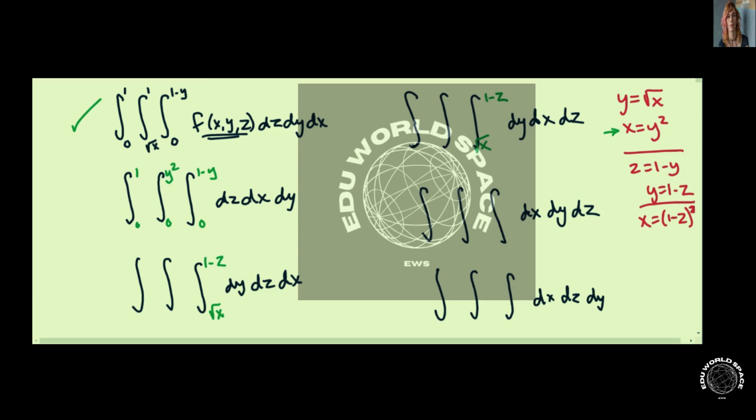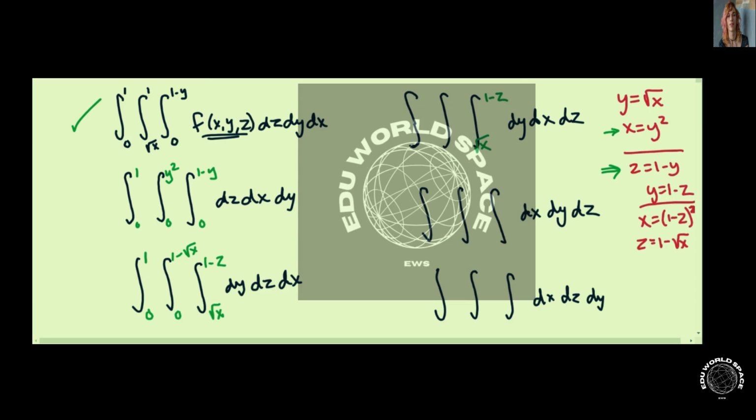Okay, what if I do z next? Well, how does z relate to x? Well, z is going to go from 0 to 1 minus the square root of x. If z is 1 minus y, y is the square root of x, z is going to be, and I should have written that down originally, z is 1 minus the square root of x, just based on the equations that they've given us. And then x goes from 0 to 1.